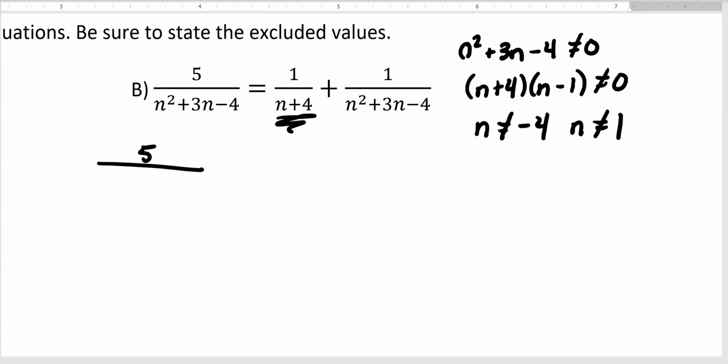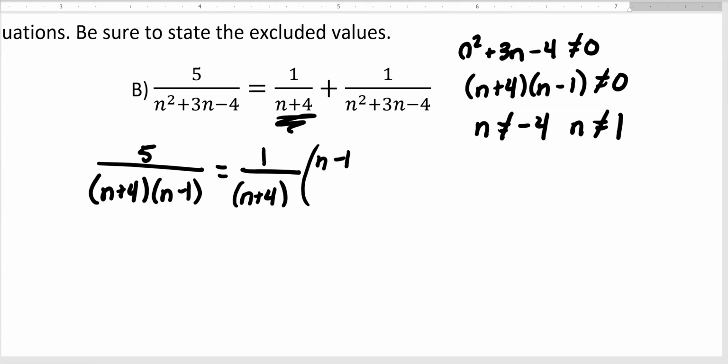So I'll have 5 over n squared plus 3n. You know what? Let's write this in factored form since we already factored it. N plus 4 times n minus 1 equals 1 over n plus 4. And then I'm going to multiply this one, n minus 1 over n minus 1. That way they have the common denominator as well. Plus 1 over n plus 4 times n minus 1.